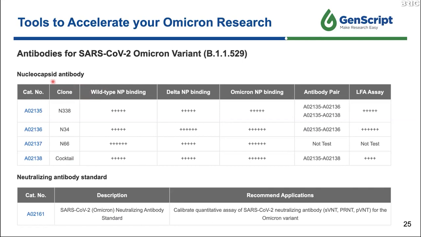So we provide a nucleocapsid antibody. As shown here, we have tested its binding activity against the wild type, Delta and also Omicron. And these antibodies can be used for development of LFA assays. And of course, we also offer the neutralizing antibody standard, which can be used to neutralize the Omicron variant.